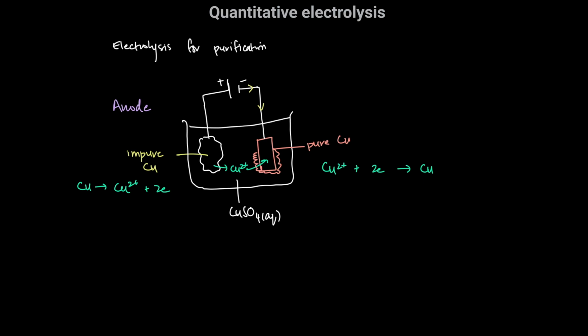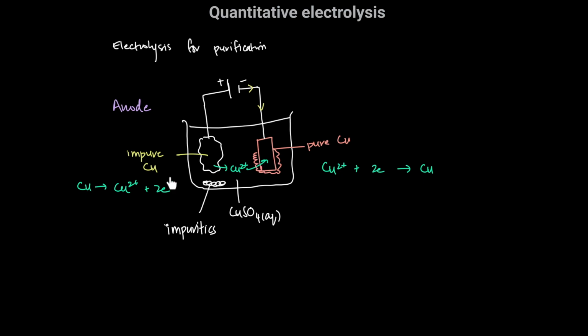What also happens in this process is that impurities collect at the bottom of the container. Again, the copper in the impure sample undergoes oxidation, dissolves to form copper 2 plus ions in aqueous solution, and these copper 2 plus ions undergo reduction at the cathode.